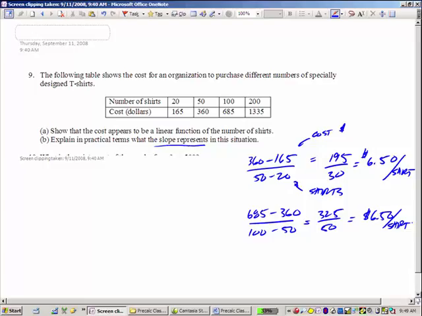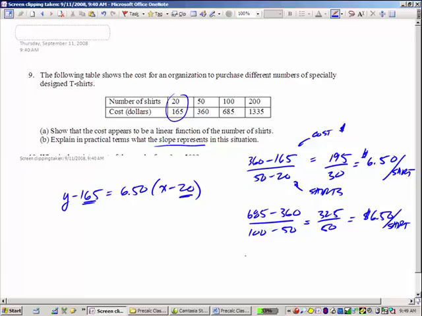How can I go about doing the linear equation? How many people want to find B? If we don't have B, how many people want to use point slope? Everyone, put your hands up. Watch how easy this is. If we just know the slope and a point, I can pick any point there, and I can say the equation's y minus 165 equals the slope, which is 6.50, times x minus 20. Do you see how all I needed was that point to plug in?